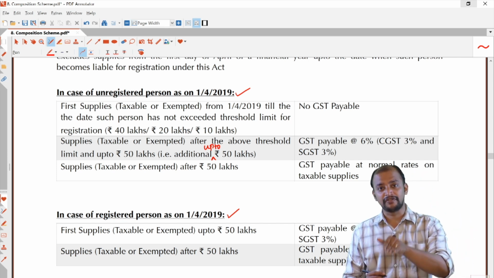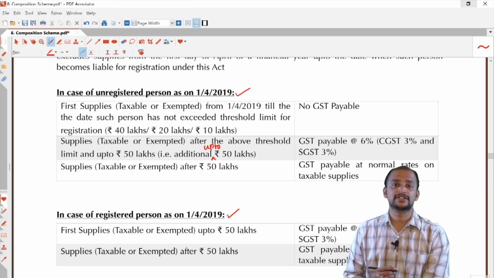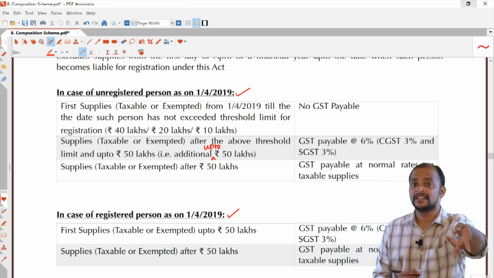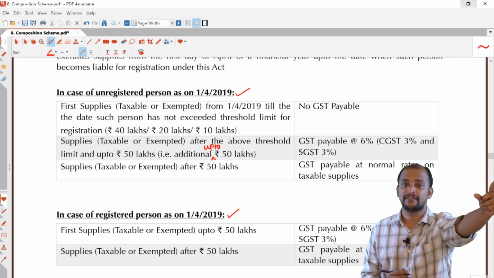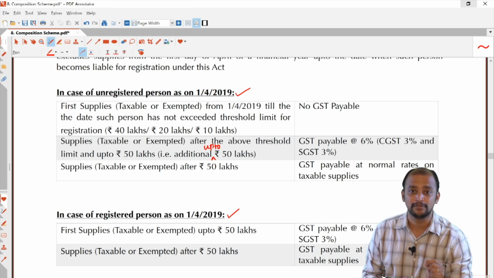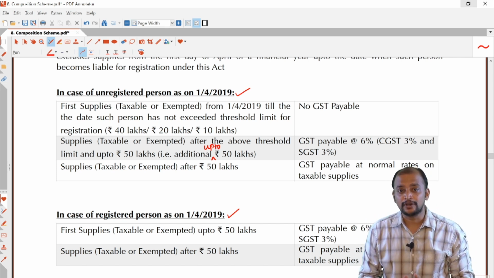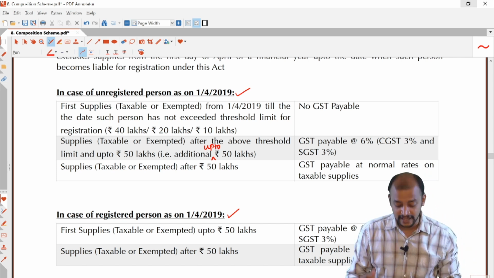Additional up to 50 lakhs. Because once you cross 50 lakhs of aggregate turnover, and while calculating aggregate turnover, you will include even this, which applies from the first day of a financial year till the date that person is liable to get registered. Therefore, on the balance only, we need to pay GST at the rate of 3% and 3%.